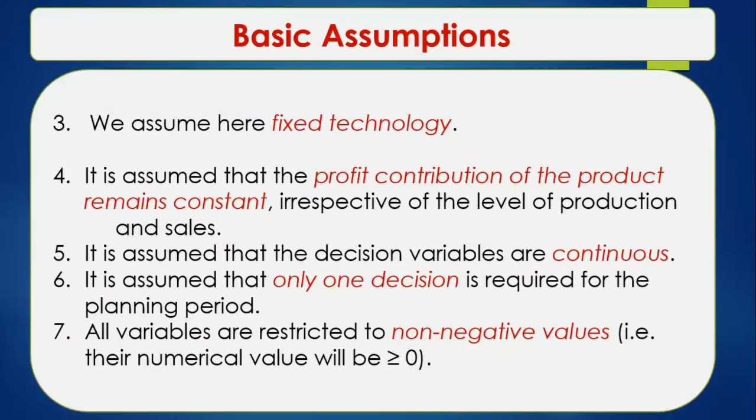And the fifth one is that the decision variables are continuous. If we say continuous, it means that companies can manufacture products in fractional units. For example, a company manufactures 2.5 vehicles or 3.2 barrels of oil, etc. This is also referred to as the assumption of divisibility. Okay, that's what continuous means.